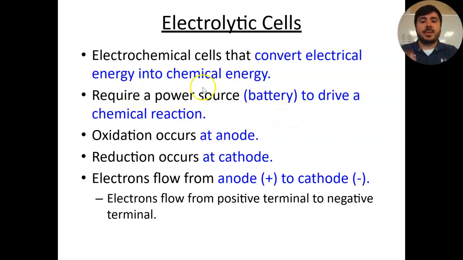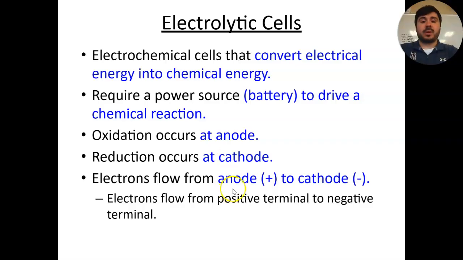But again, the key thing here with electrolytic cells, guys, is that they require a power source, just like a battery would be a great example, to drive the chemical reaction to actually occur. Now, oxidation still does occur at the anode, so AN OX still occurs here, and reduction still occurs at the cathode. RED CAT here, right? RED CAT.